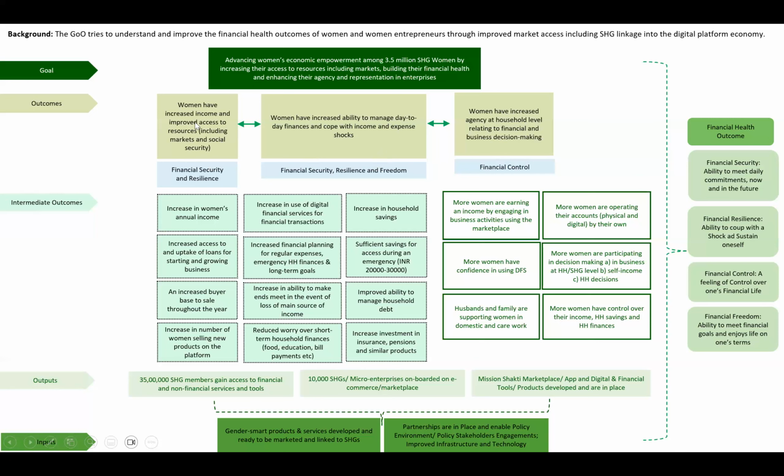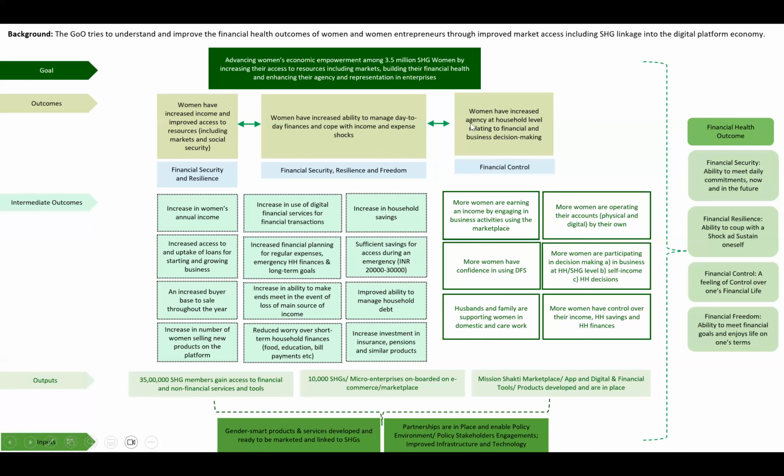Having access to income doesn't mean you have control over the resources. So with income, you need to have control over the resources. With control over the resources, you need to have increased agency in decision making, both at the financial and business level and at the household level. If all these three things at the outcome level happen properly, maybe that will increase women's economic empowerment.